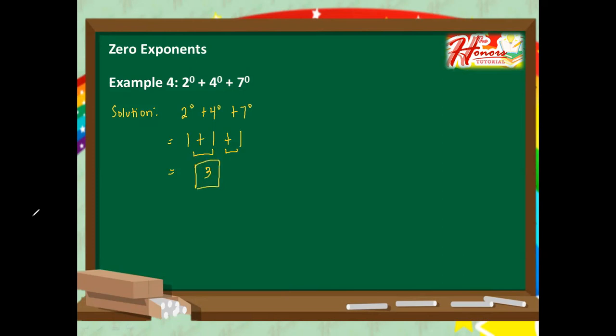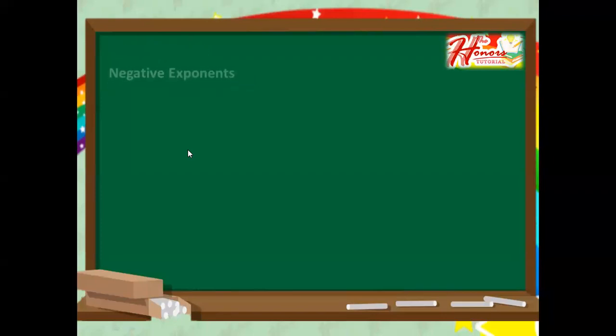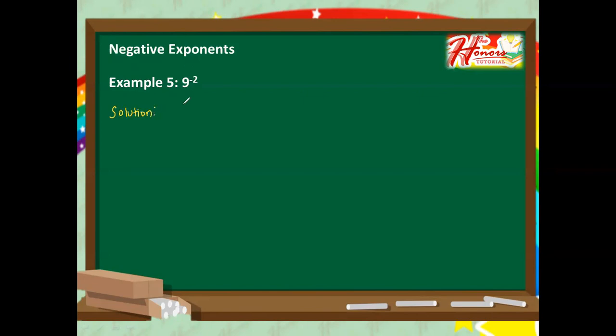Next, we have here now the negative exponents. For example number 5, we have here 9 raised to negative 2. So for our solution, let's copy the given first, which is 9 raised to negative 2. Let's change this into a positive exponent by converting this into a fraction. Let's write 1 here in the numerator and then 9 raised to 2 in the denominator. So let's simplify the denominator. So that's equal to 1 over 81.